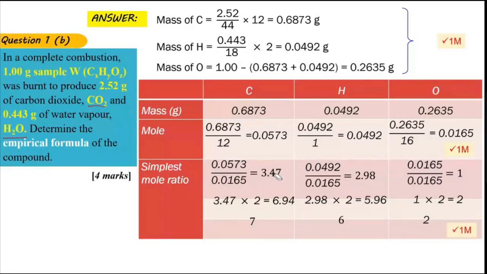So all these figures we multiply with 2. After multiplying with 2, you see the results all can be rounded off. Yeah? 0.9 can be rounded off to 7. This also 0.9 to 7. Sorry, 5.96 rounds off to 6 and 2 is 2. Yeah? So that is the simplest mole ratio, 7 6 2. Therefore, the empirical formula is C7H6O2.